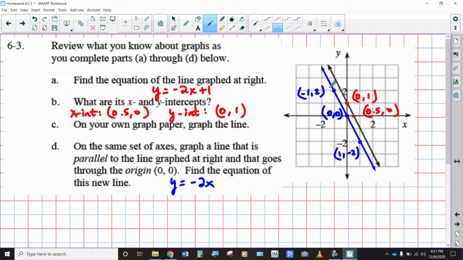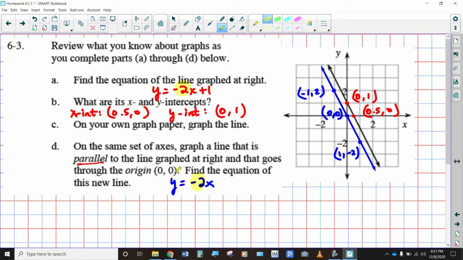So now, on your own graph paper, graph the line. And on the same set of axes, graph a line that is parallel and passes through 0, 0. Well, if it's parallel, we know that they have the exact same slope ratio.